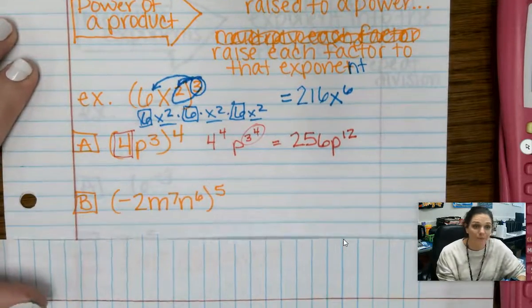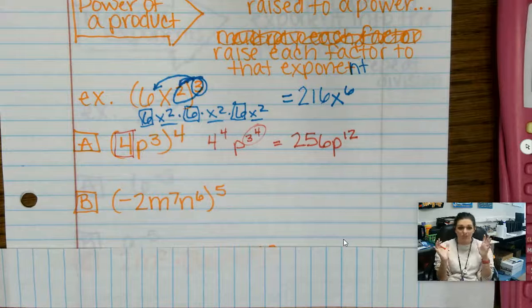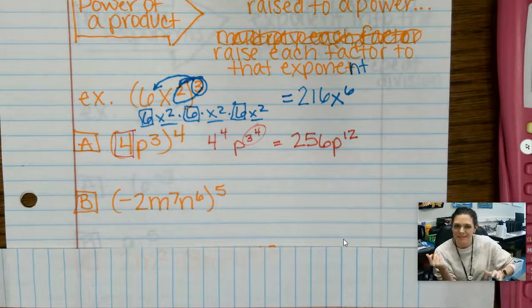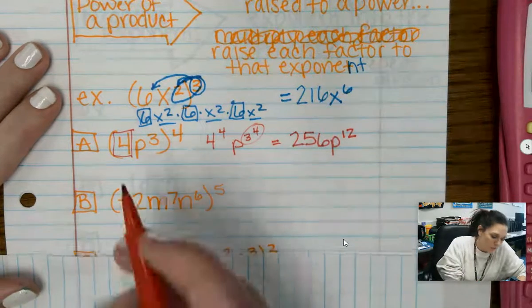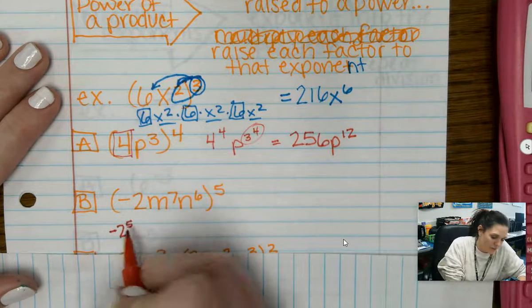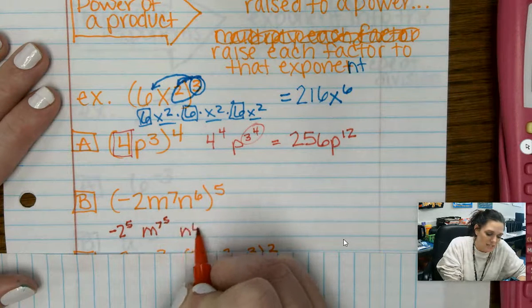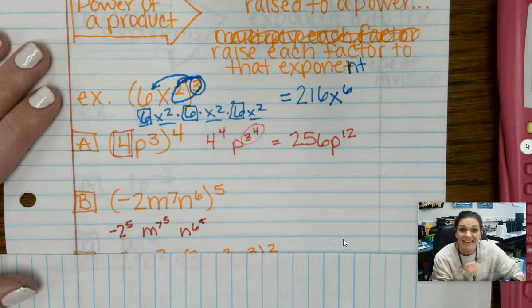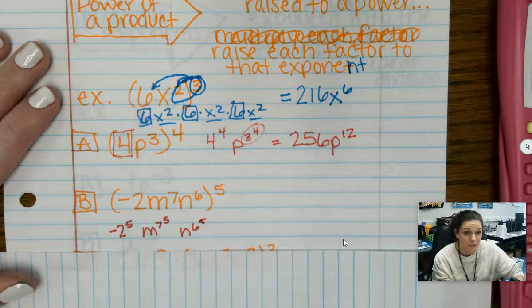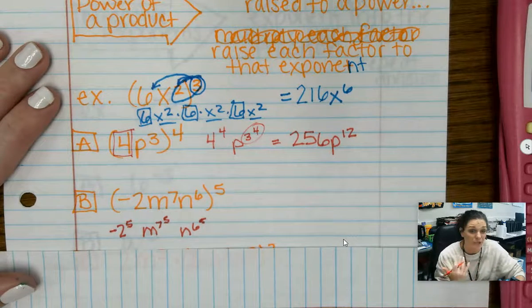All right, let's try another one. All right, so we have this entire product, -2 m to the 7th, n to the 6th, and that whole thing is raised to the 5th. So what would that be simplified? Well, this would end up being -2 to the 5th, and m to the 7th to the 5th, and n to the 6th to the 5th. And if you need to rewrite each of these factors, please do so. It's going to assist you in how to apply that exponent to each of them.